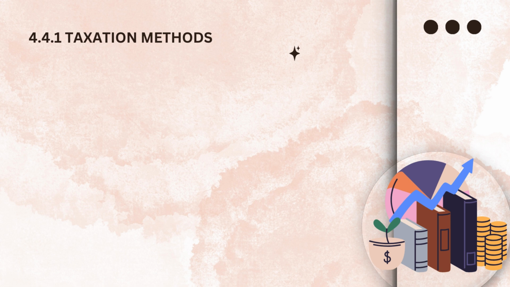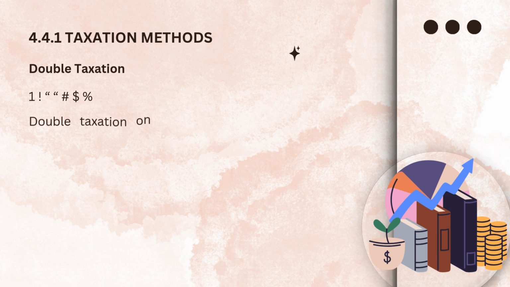4.4.1 Taxation methods. Double taxation: income is taxed twice, once at the corporate level and once at the shareholder level.